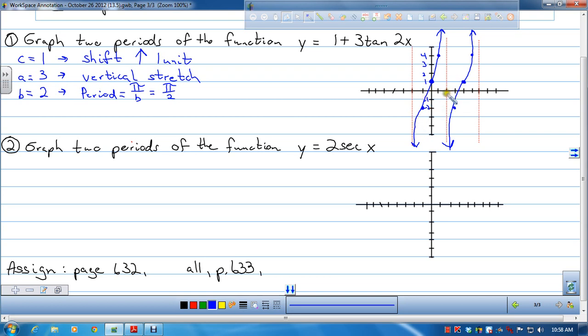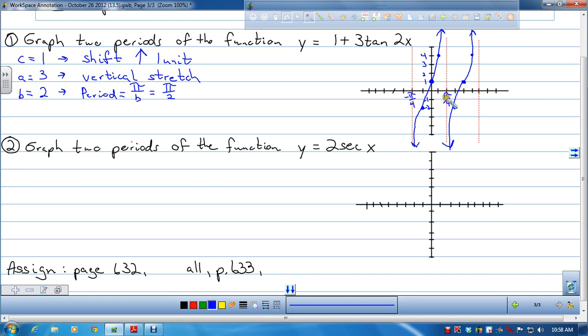If my period is pi over 2, then I know that this whole thing between here needed to be half pi. So if I've got half of that over here and half of that over here, that means I need a quarter pi and -1/4 pi, right?